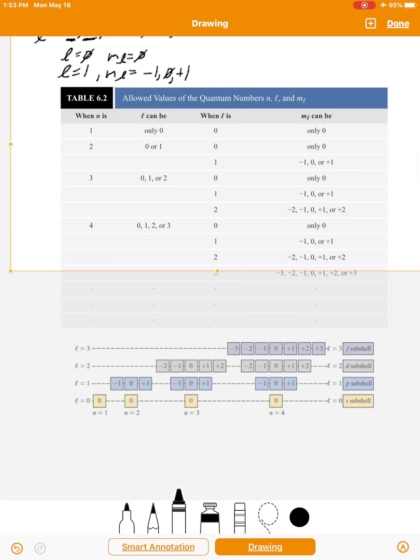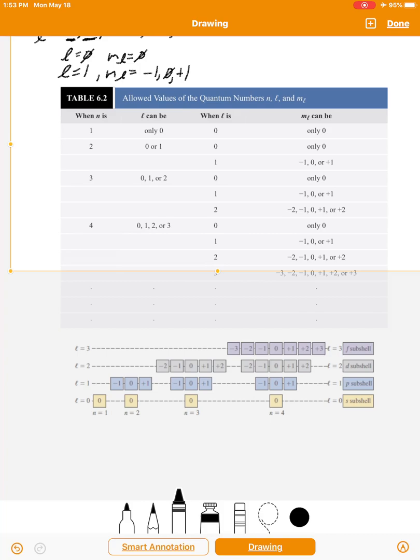If n is 2, then L now can be 0 or 1 because 0 is less than 2 and 1 is less than 2. If L is 0, M sub L is 0, as we just discussed. But now, because L could be 1, if L is 1, M sub L could be minus 1, 0, or plus 1. Plus or minus L and 0. 0 is always an option.